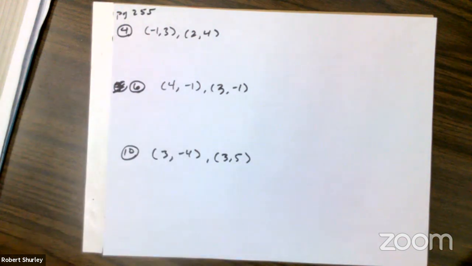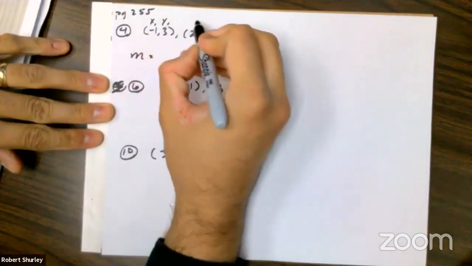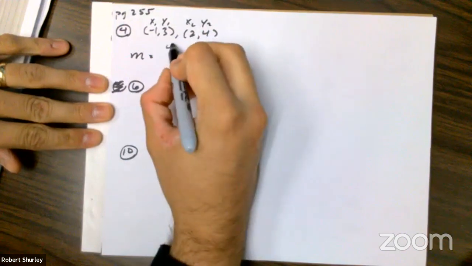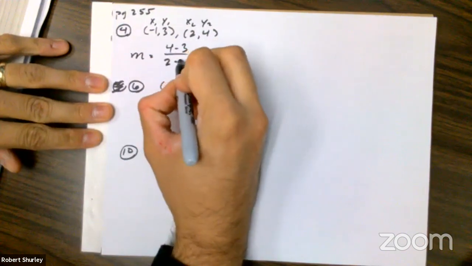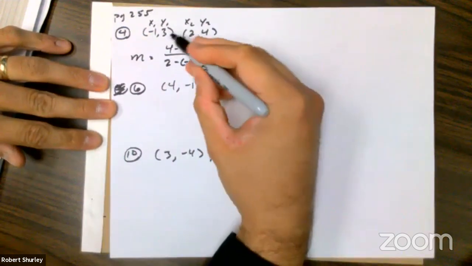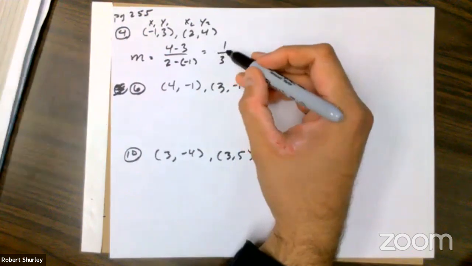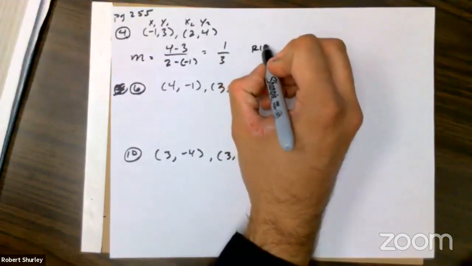Okay. Let's get rocking and rolling on these. So the first one, x1, y1, x2, y2. We get 4 minus 3 over 2 minus a -1. So 4 minus 3 is just 1. 2 minus a -1, that's addition. So that just becomes 1/3. Now it's positive. So that means it's going to rise.